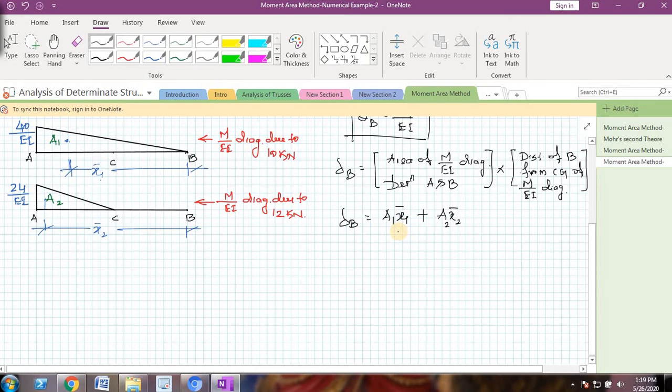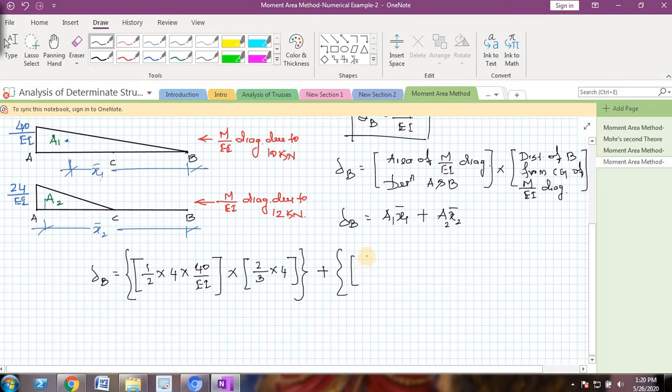Now I can expand this and rewrite it as delta B is equal to, the area of the M by EI diagram, A1, which we have already found, that is half of base 4 multiplied by 40 by EI. Let me write some flower brackets. This is the area of the M by EI diagram between A and B, that is A1, multiplied by x1 bar. So x1 bar will be 2/3 of 4. So this is A1 x1 bar.